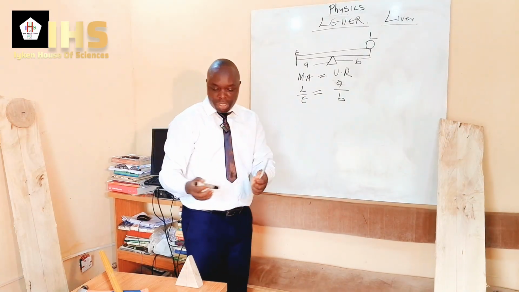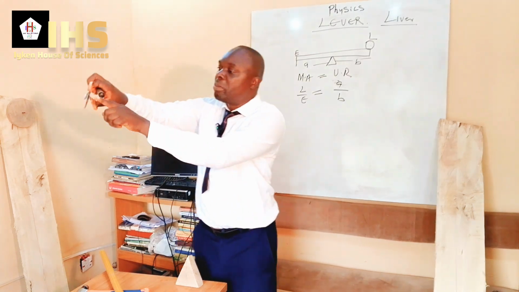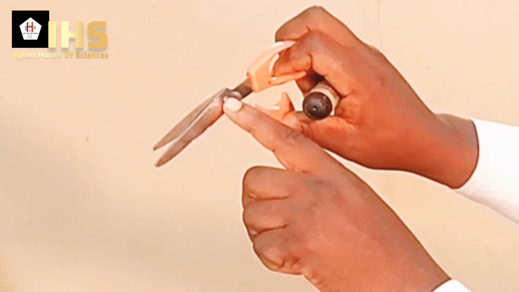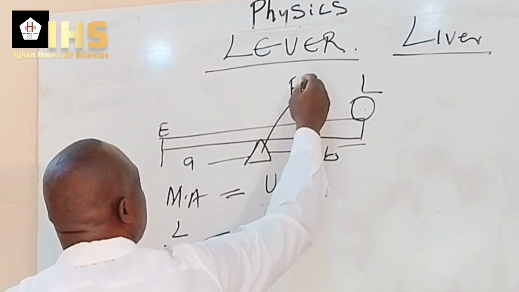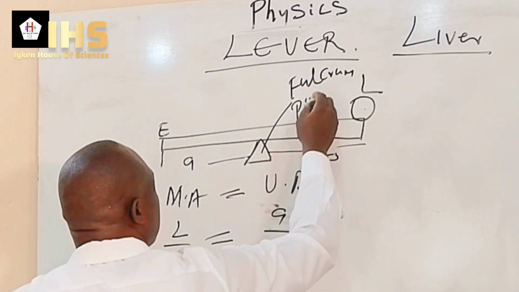So in these scissors, we have the fulcrum here. Here is the moving part. This is the fulcrum. Here is my fulcrum. The fulcrum is here. Fulcrum, or the pivot.